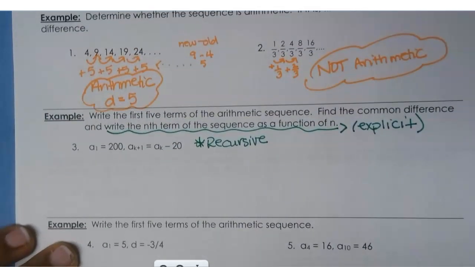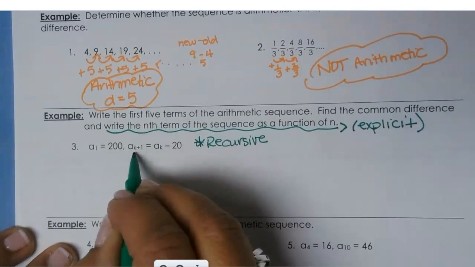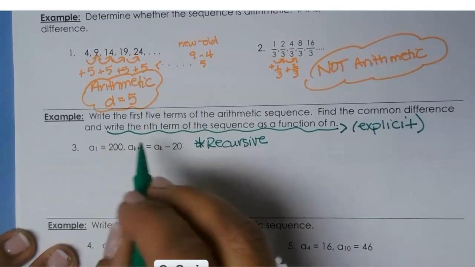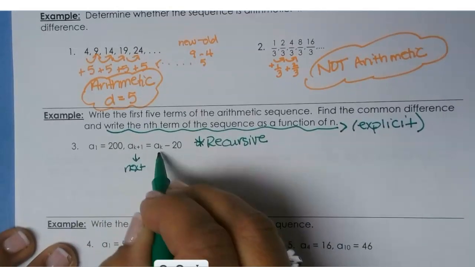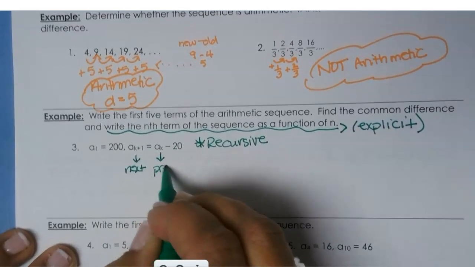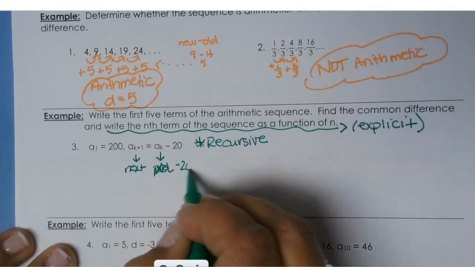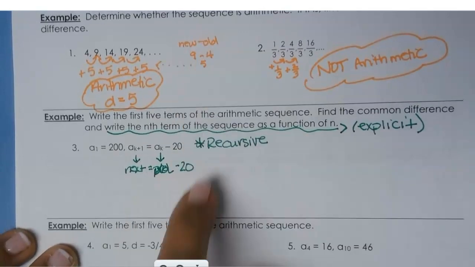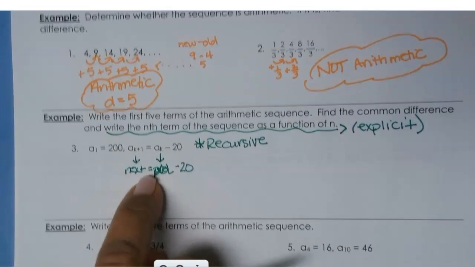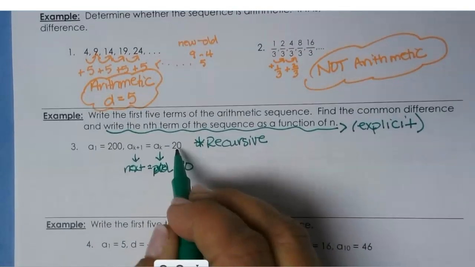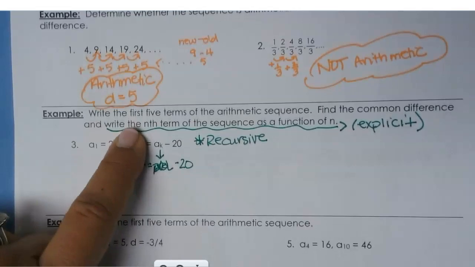Okay, so again, what we're saying here is that if we take the next term, that is going to be the previous term, or I'll say the old term, minus 20. And we said that when we take the new minus old, that gives us our common difference, or we can just look at this.